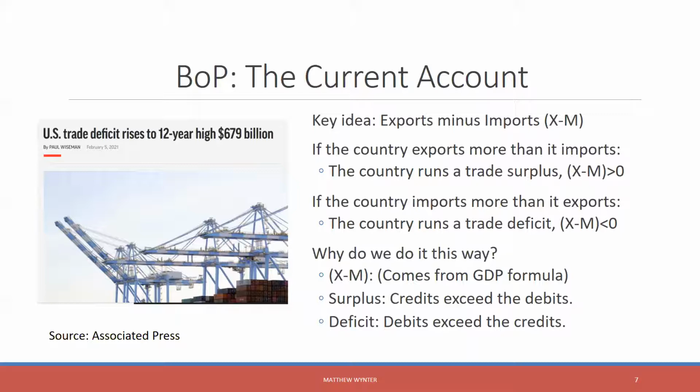Why do we think of it this way? We think of it this way as exports minus imports because we're still kind of tied to this old formula for GDP, where we think of national income equal to consumption plus investment plus government spending plus exports minus imports. So that is where this is all coming from. If we have our credits exceed our debits, meaning that we sell more than we buy, we have a surplus. And if the opposite is true, then we have a deficit. The US has run trade deficits continuously since the late 70s and early 80s, and we'll look at that.